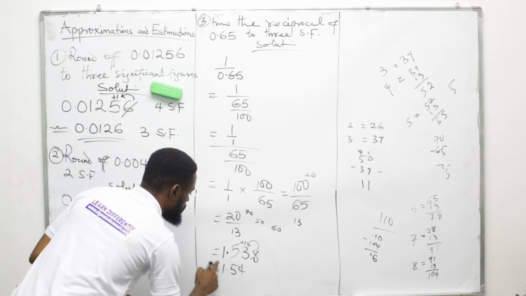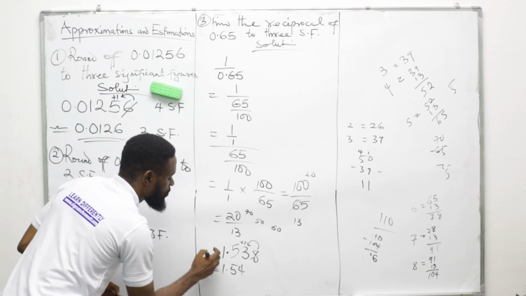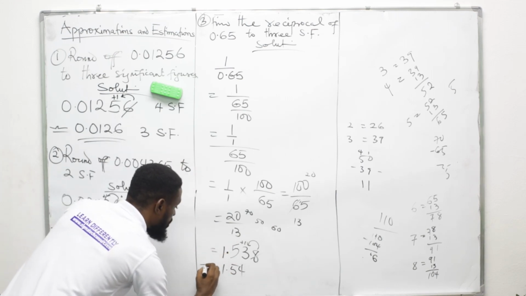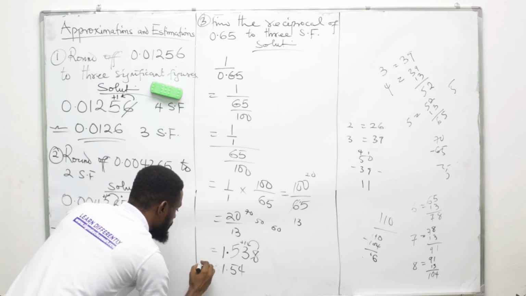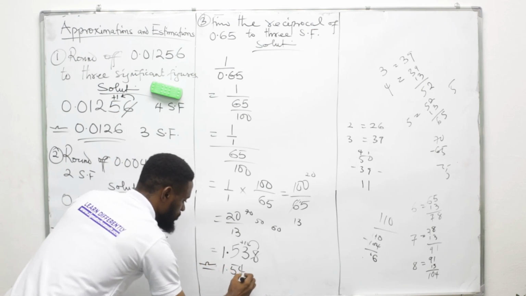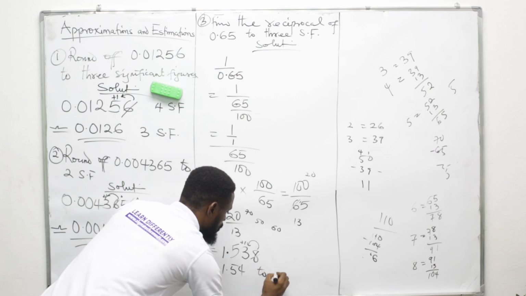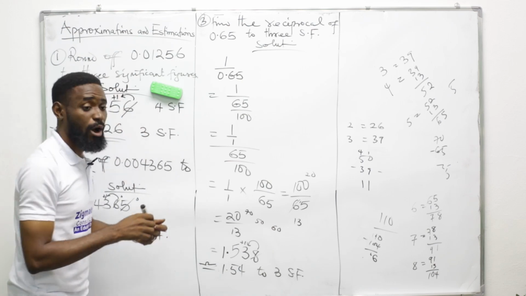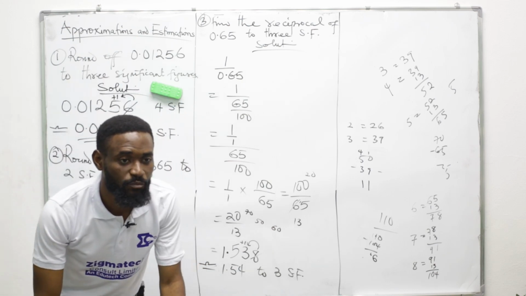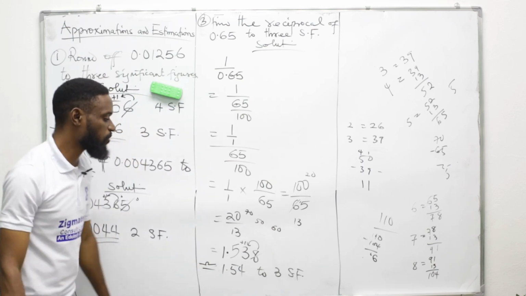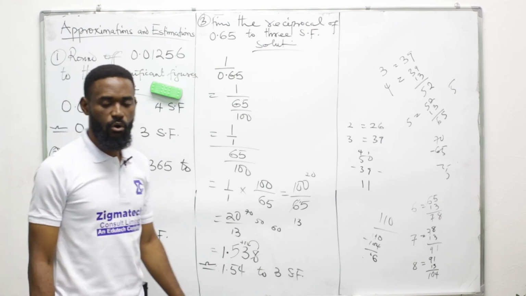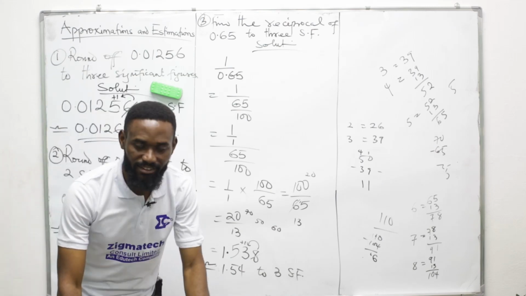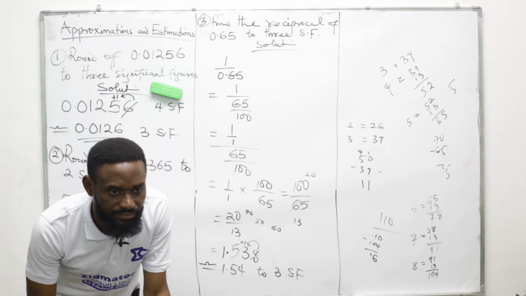1.54. Okay? 1.54 equal to, so this last one that we have approximated, that is where your approximately will now be. So to what? To 3 significant figures. So our option that is correct there is 1.54. All right, so the correct option there is option A. So that is how to get that.